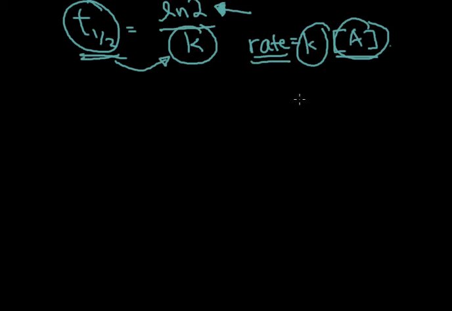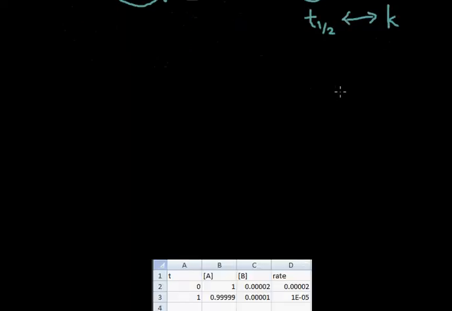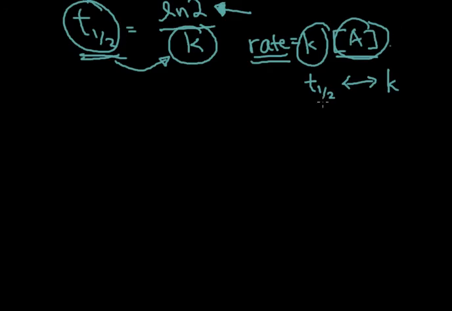So there's an equivalent, in a sense, for first order reactions only: if I know t half, I can find k, and if I know k, I can find t half. So if I know one, I'll know the other. Okay, so now let's go on to zero order and second order.